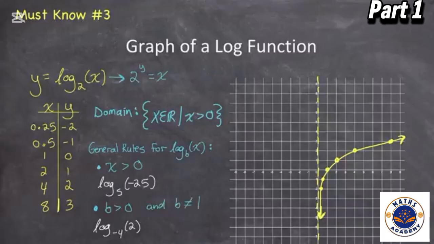An example of why that can't happen, well, what if we had log base 1 of 2? That means what exponent goes on 1 to equal 2? Well, it doesn't matter what exponent you put on 1, it's always going to be equal to 1. There's no way it can get equal to 2. So for that reason, a logarithm cannot have a base of 1.